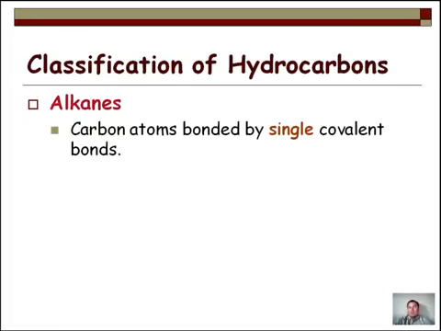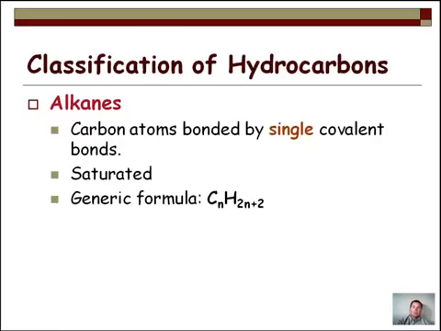Alkanes are hydrocarbons, okay, but they're made of carbon atoms bonded by a single covalent bond. So they're only sharing one pair of electrons in it. They're what we call saturated, meaning it contains the maximum number of hydrogens possible. So the generic formula of an alkane is CnH2n+2.